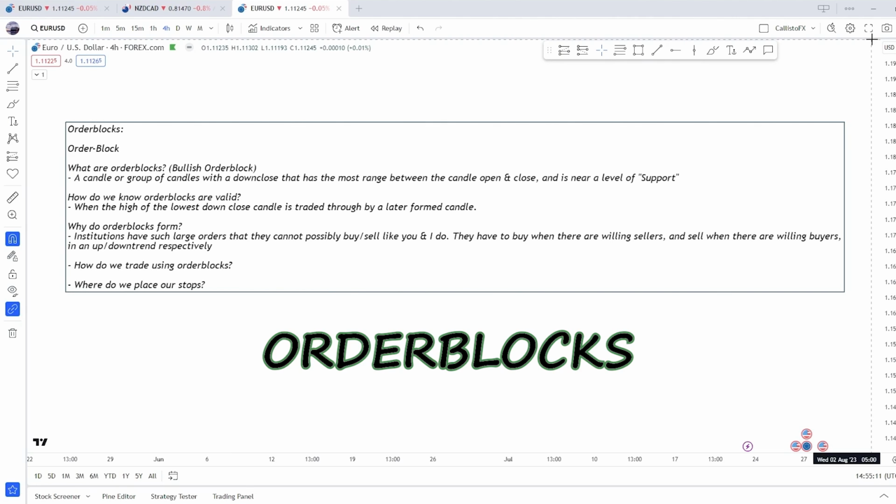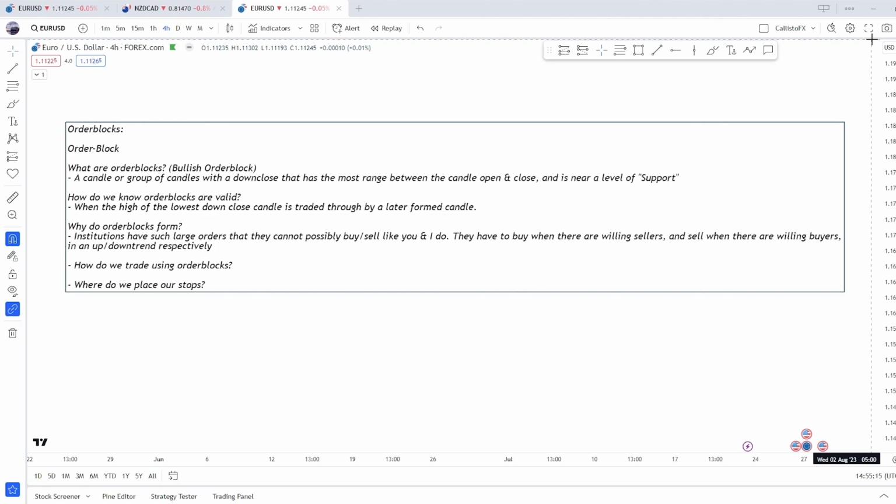So first things first, what are order blocks, right? In the name is just an order block. So what are they? An order block, in this case a bullish order block, will be a candle or group of candles with a down close that has the most range between the candle open and close and is near a level of support.